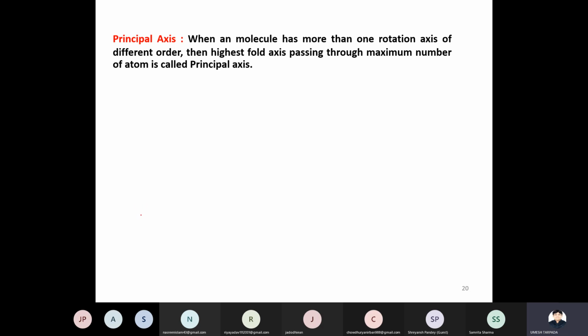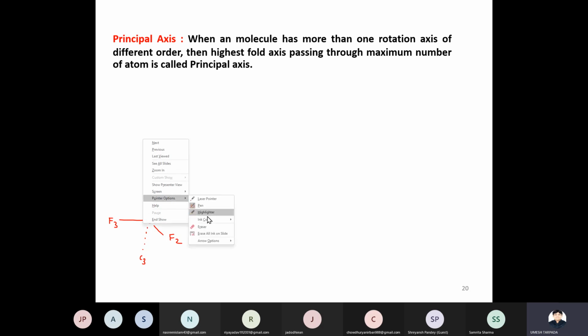For example, in the case of BF3, which one is a rotation axis? Passing through which atom? This is BF3. If you want F1 in the position of F3, then what will be the axis? C3. Yes, and it is passing through boron. So this is your C3, passing through the boron atom. So this is the principal axis. Sorry, this is one of the axes, you can say.